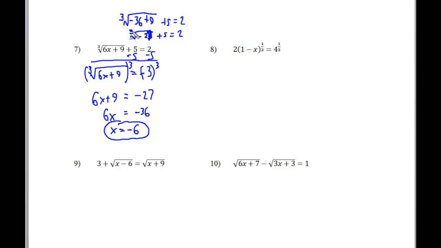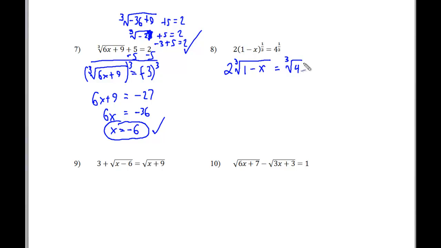The cubic root of negative 27, I'm sorry that doesn't look like a negative 27 there, is going to be negative 3, plus 5 equals 2. Negative 3 plus 5 is 2. That's your answer. And for our final problem here, we're going to take 2 times the cubic root of 1 minus x is equal to the cubic root of 4.